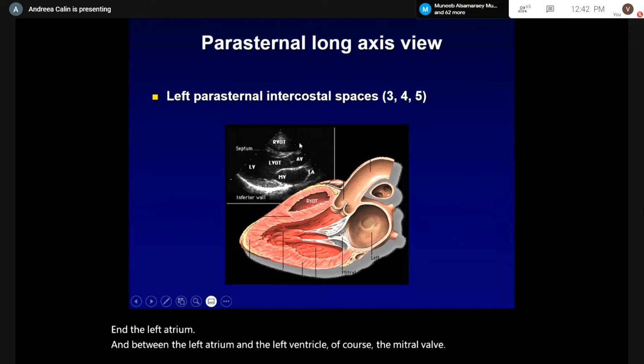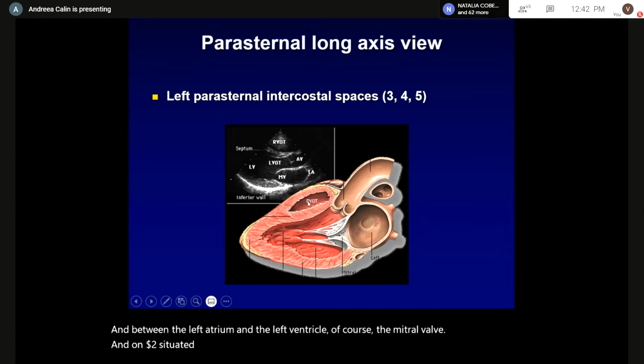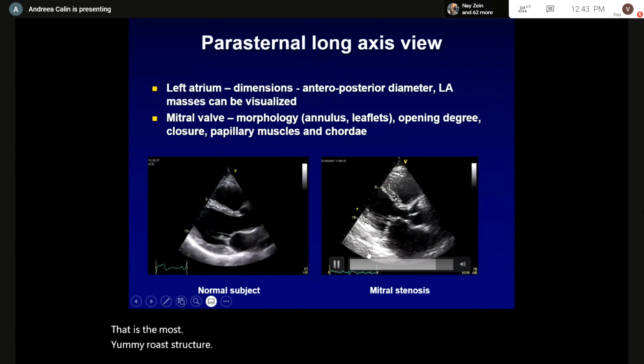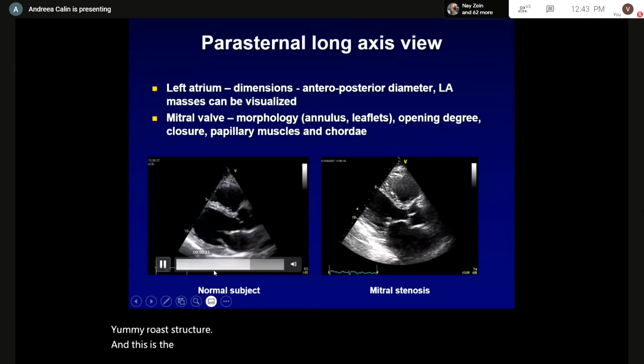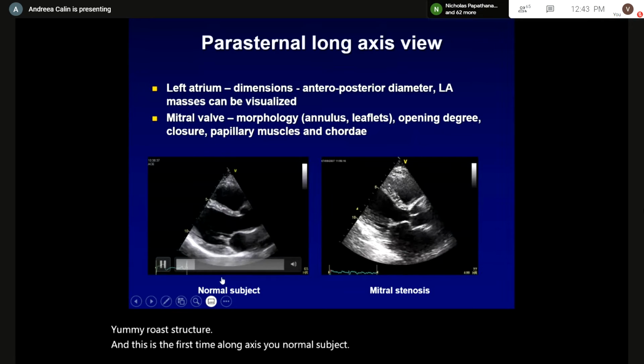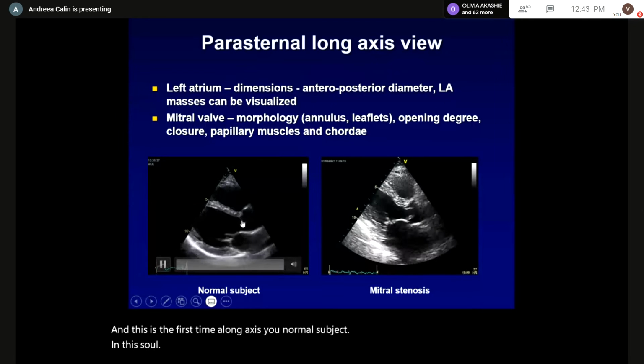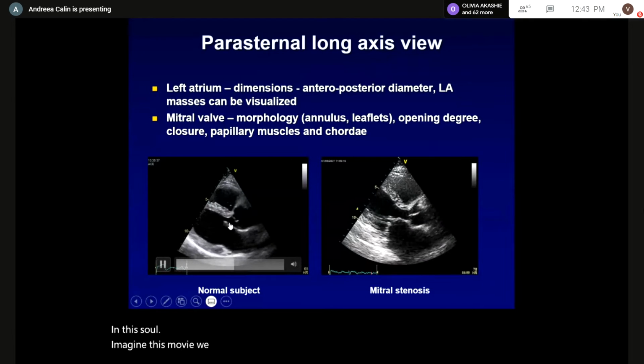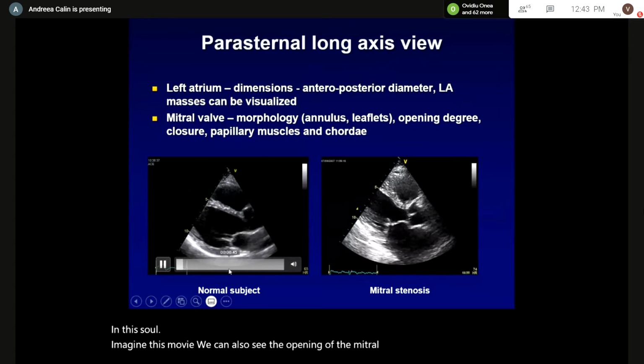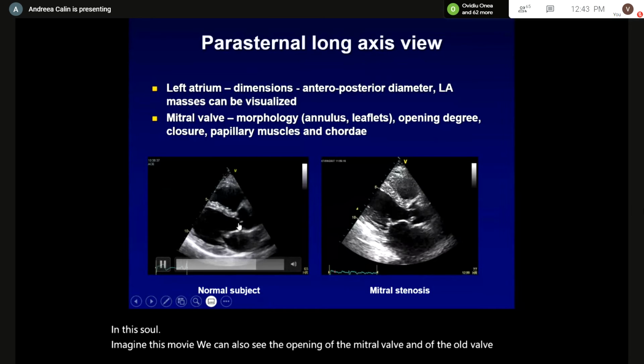And anteriorly situated in this view is the right ventricular outflow tract here, that is the nearest structure to the probe. And this is the parasternal long axis view in a normal subject. In this image, in this movie, you can also see the opening of the mitral valve and of the aortic valve that opens widely in this patient.